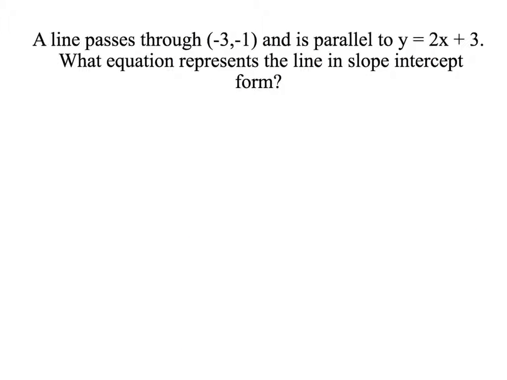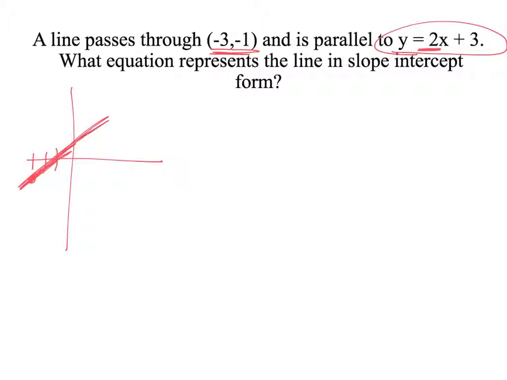Okay, so let's do another one of those. We have a line that passes through this point, (-3, -1), and is parallel to this equation. You don't have to graph these points, but sometimes it helps. If we come to (-3, -1), that's right here. So we're writing some equation that goes through that line. We know it has a positive slope. We know it has a slope of 2. So it's something like that.